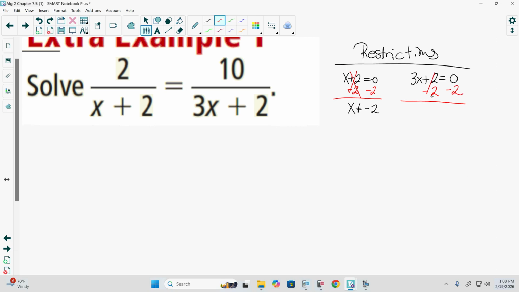We'll do a similar thing with our 3x plus 2. We would subtract 2 first, telling us that 3x is equal to negative 2. We would then divide both sides by 3, telling us that if x is equal to negative 2/3, we could have a division of 0. That does not work.